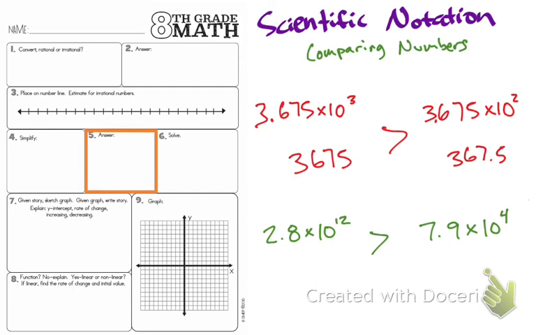And we could do the same thing with our decimals here for our scientific notation. Here I have 4.19 times 10 to the negative 8th power, and I have 2.17 times 10 to the negative 4th power. In this case, we're going to know that 2.17 times 10 to the negative 4th power is going to be our larger number.